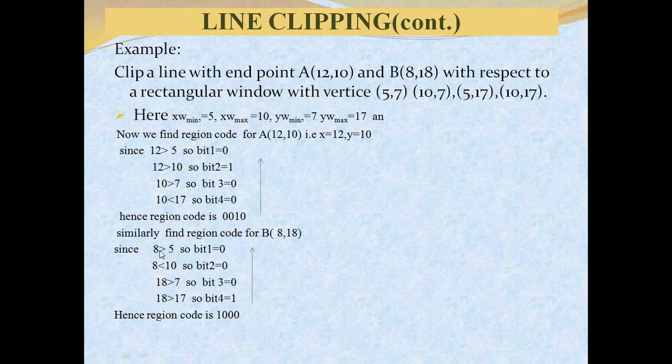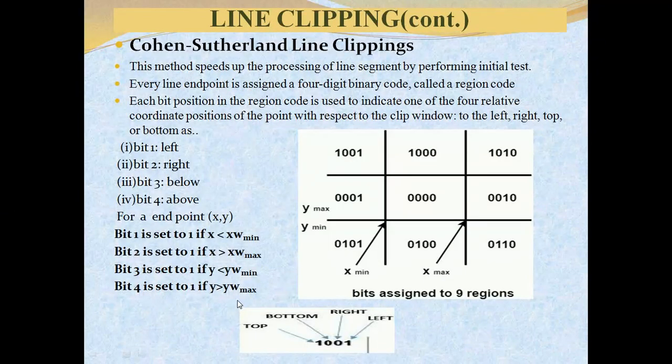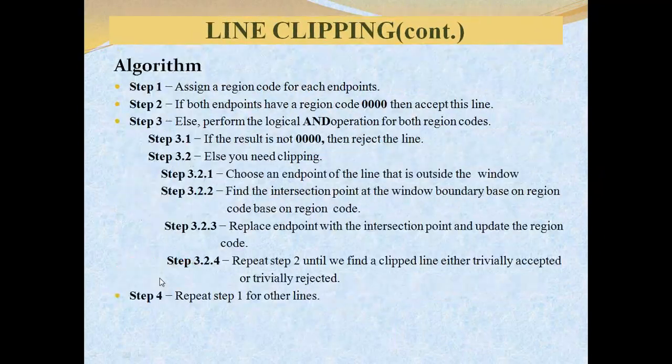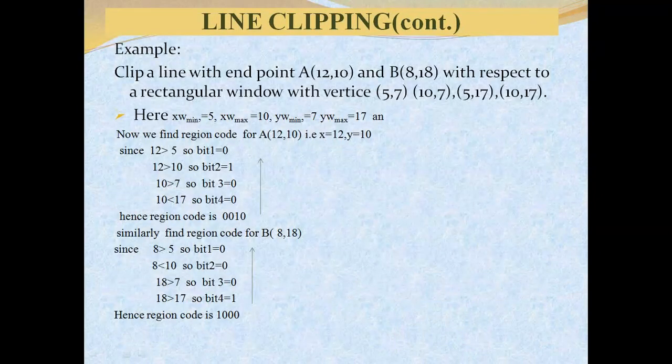Here x is 8, y is 18. 8 greater than 5, it is true. 8 less than 5, it is false. That is bit 1 is 0, bit 2 is 0, bit 3 is 0, and bit 4 is 1, according to the 4 conditions. So hence the region code for B is 1000.